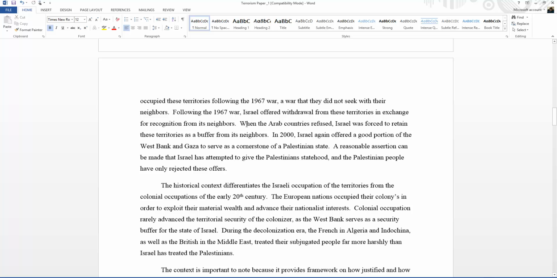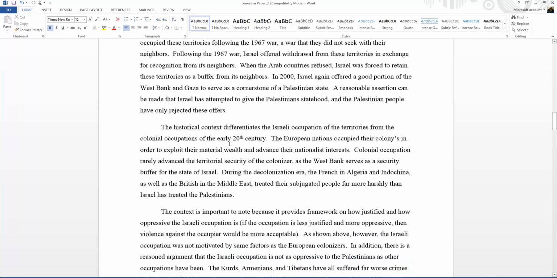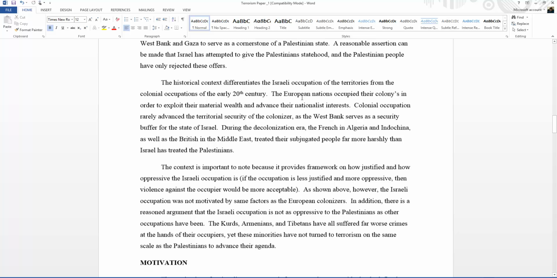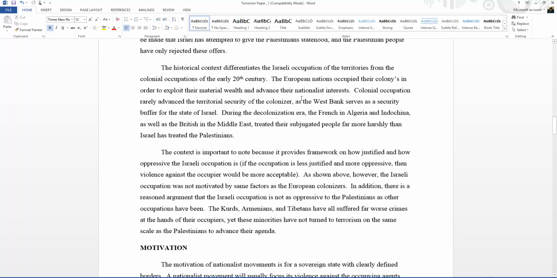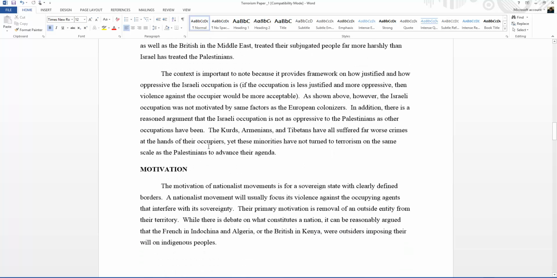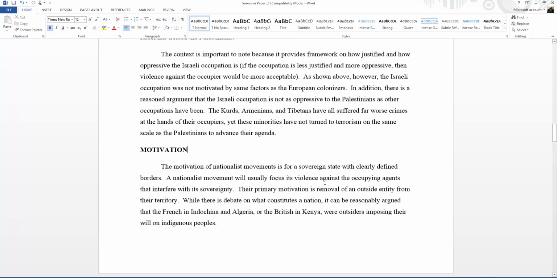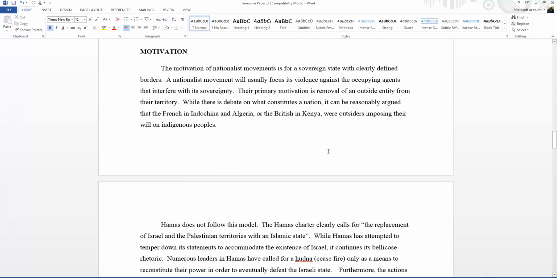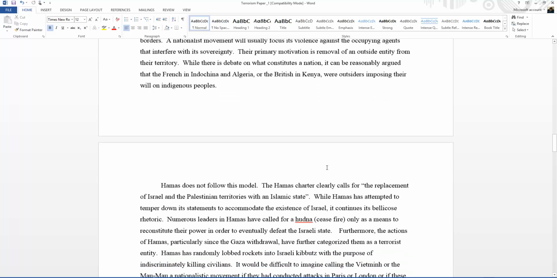post-colonial freedom fighters. So he goes into detail and does a good compare and contrast between Hamas and the FLN and the Irgun, which gives a pretty good overview. Next facet, he looks at motivation, and again he's comparing and contrasting Hamas with the motivations of those anti-colonial terrorist groups or anti-colonial insurgents, and he says that the motivation is far different.